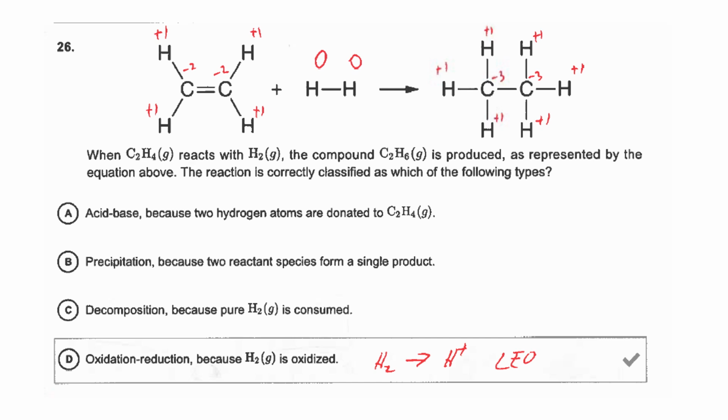I said, oh, there's 3 hydrogens that are each a +1, so that carbon must be a -3. So the carbons are gaining an electron as the hydrogens lose them. Ooh, that's an oxidation reduction reaction in which hydrogen is oxidized. The hydrogen's losing electrons.